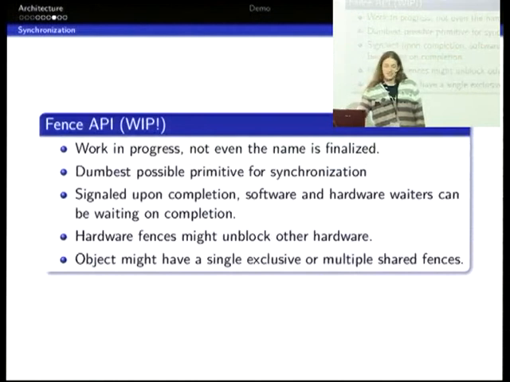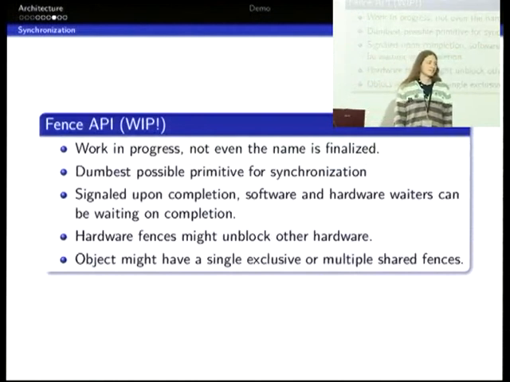So yeah, the fence API is even a work in progress. I used to call it like DMA fence, then I called it TTM fence because the TTM guys wanted it. Now I'm simply calling it fence because, yeah, it doesn't make sense to give it any specific name. And yeah, it's the dumbest primitive you can think, because it's just saying block until the fence is signaled, and you have to manually signal it unless you have some special hardware in place.